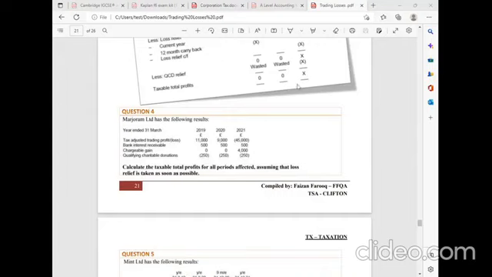You can see the question, please. Please read out the question. Marjoram Limited has the following results. Years ended 31st March 2019, 2020, and 2021. Calculate the taxable total profits for all periods affected, assuming that loss relief is taken as soon as possible.